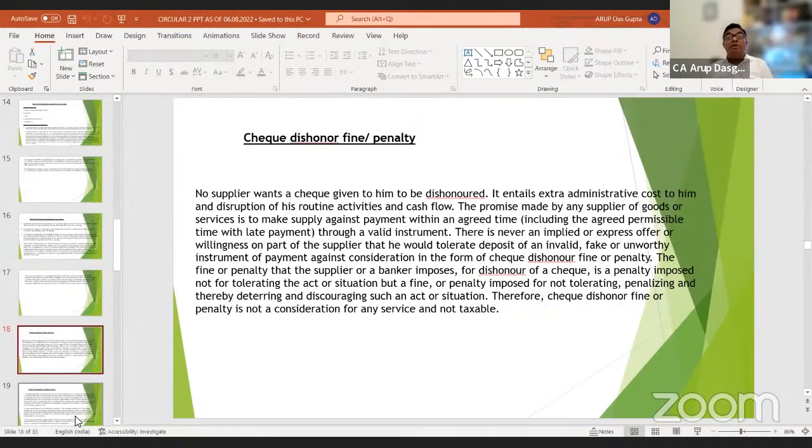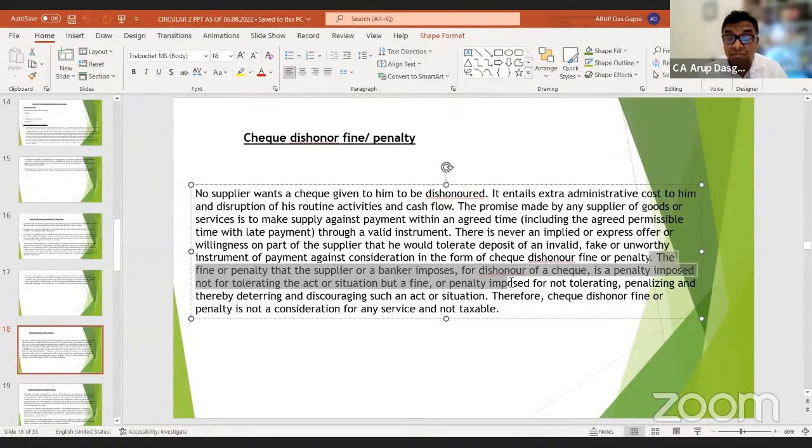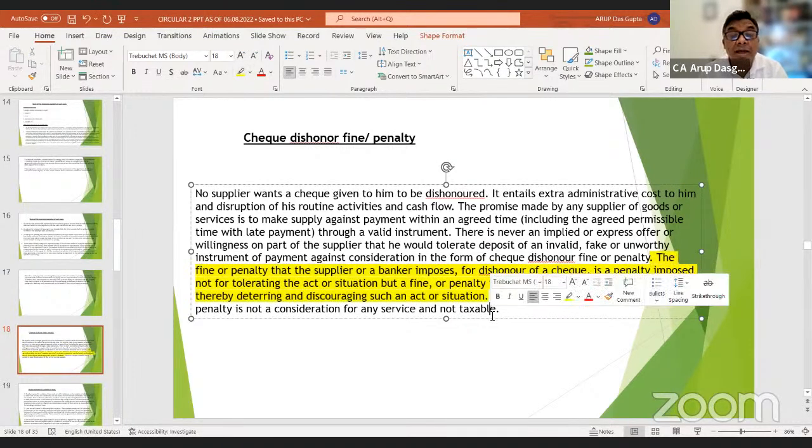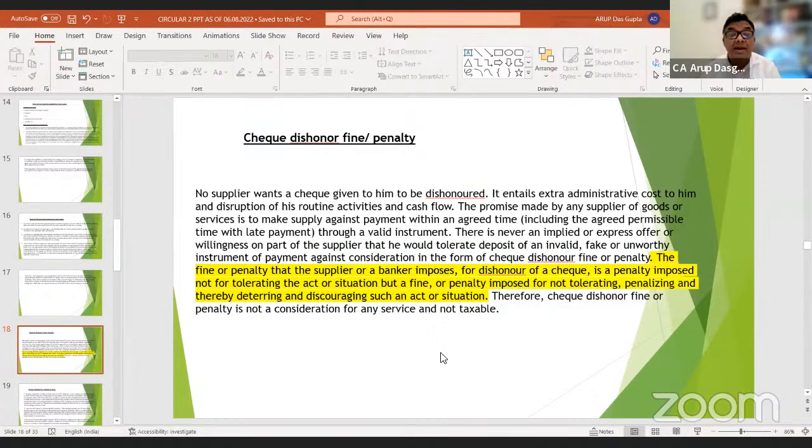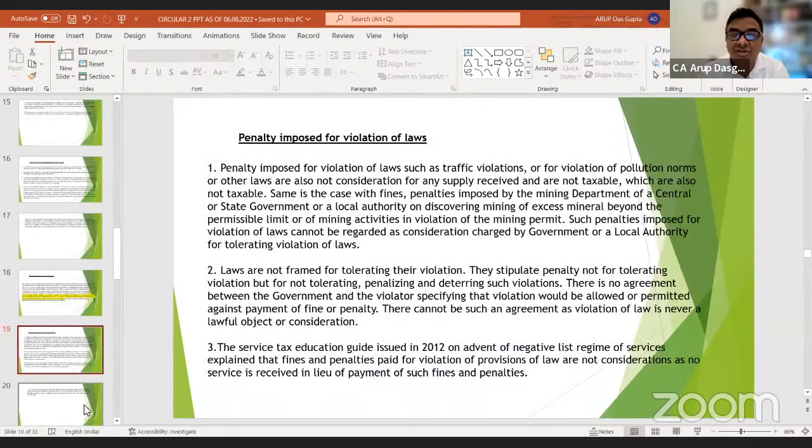So, check dishonor, fine or penalty. We need to understand that the fine or the penalty is very important here. The fine or the penalty that the supplier or the banker imposes for dishonor of a check is a penalty imposed not for tolerating an act, but for penalizing, and thereby deterring and discouraging such an act. Therefore, this is not a consideration. Okay, so they are not charging it just because they are tolerating some act, but they don't want others to dishonor the check.